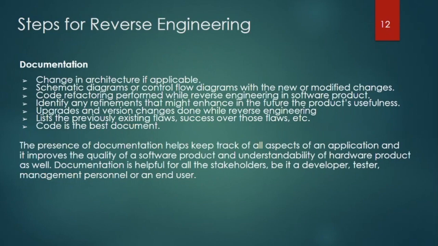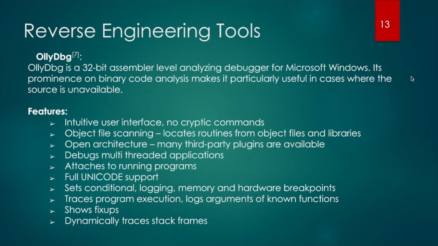Documentation is also used to keep track of the code structure, which can be further used when the product has to be reverse engineered in the future, making it easy for other developers too. Reverse engineering tools are used to disassemble a program or code and try to get back the source code. Let us look at some of the tools.